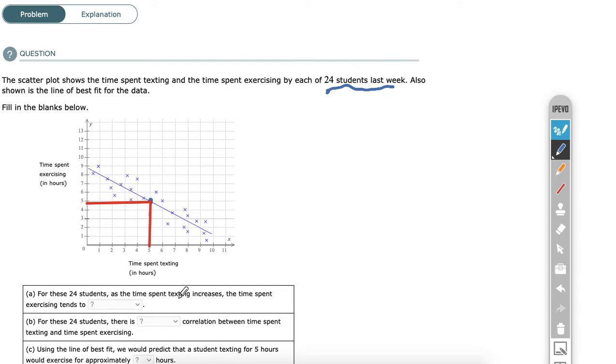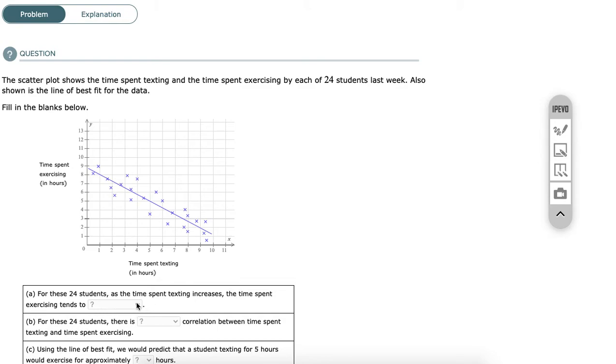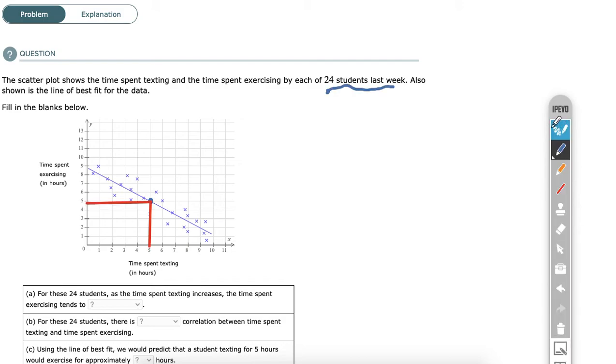So as the time spent texting is increasing, what's happening to the time spent exercising? Well, in the beginning, let's look at this. After just 1 hour of texting, the time spent exercising is way higher. And then as we go along, the time spent exercising goes down. So this would be decreasing. And then let me go ahead and see if I can select it. So no, it doesn't let me. So I would just say decreasing on that one. And then it's not letting me select anything.